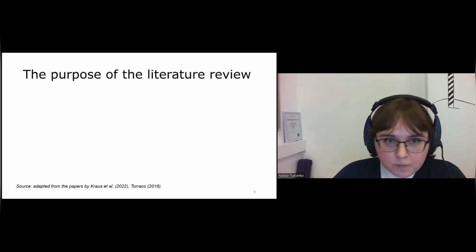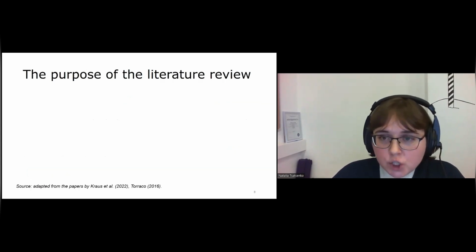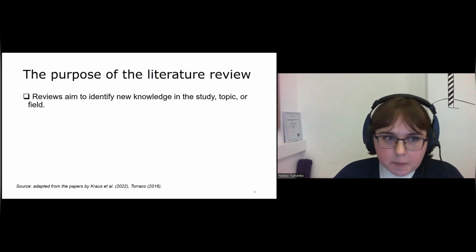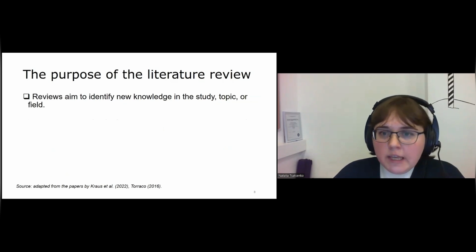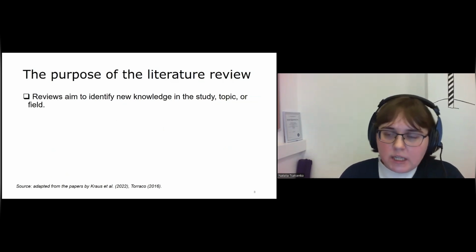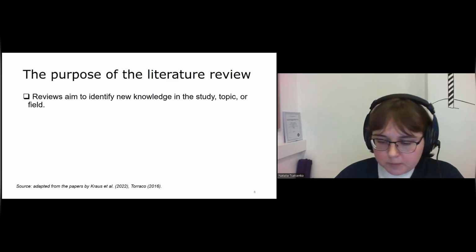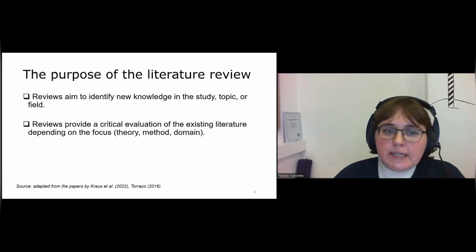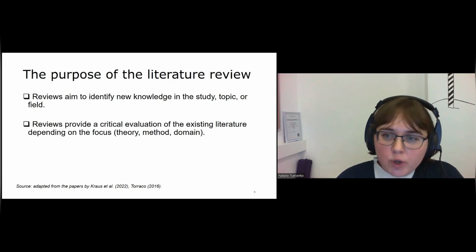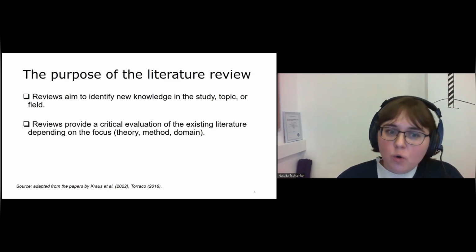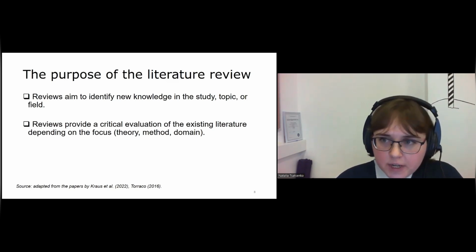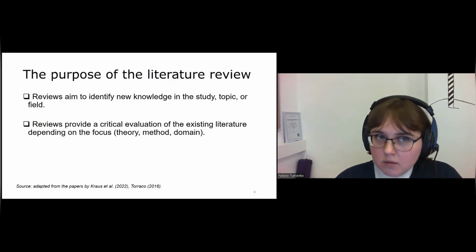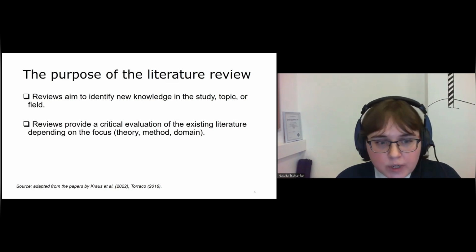Now the crucial issue: what is actually the point of a literature review in both cases, whether it is a part of a study or an independent study? First of all, it identifies the new knowledge in a particular study, in a particular field, or on the topic. Reviews provide a critical evaluation of existing literature depending on three focuses. It could be theory, method, or domain. I must say it could also be hybrid forms. These are two statements which you can see on this slide.